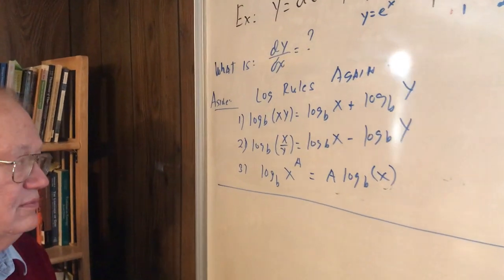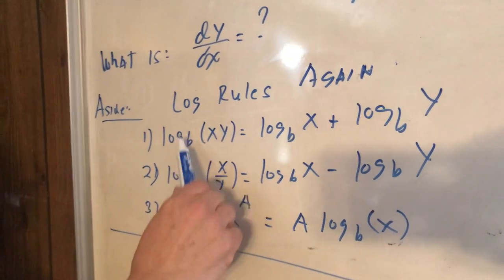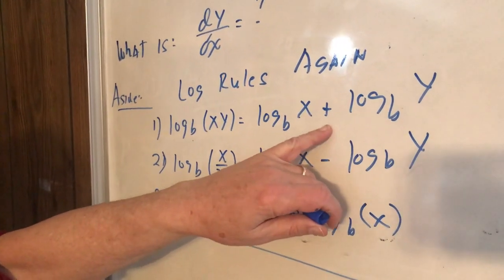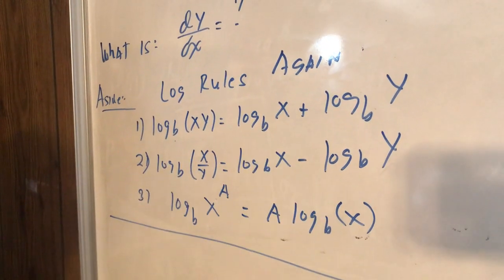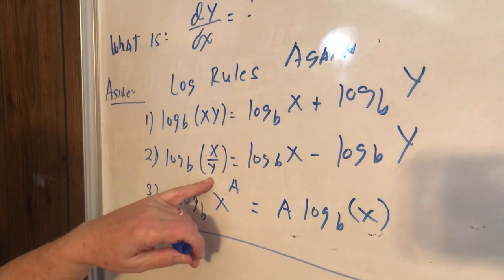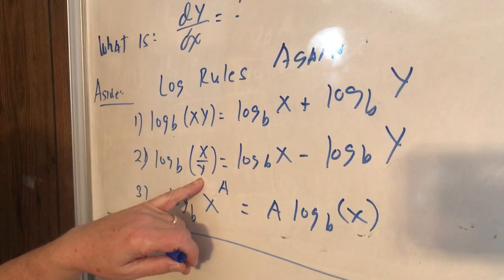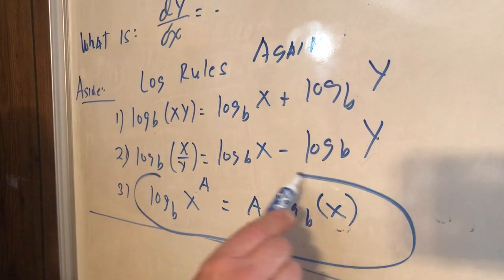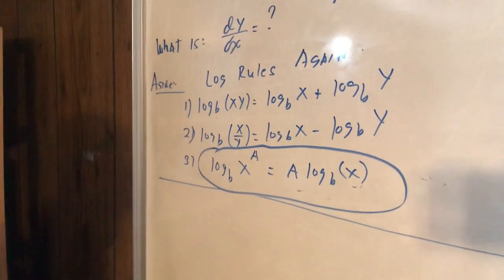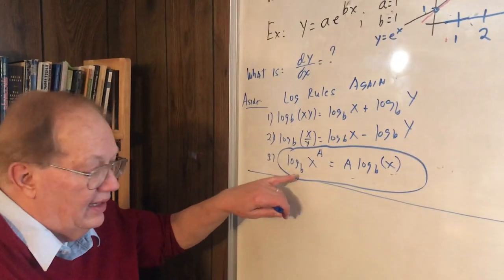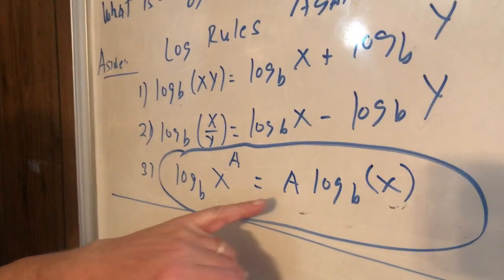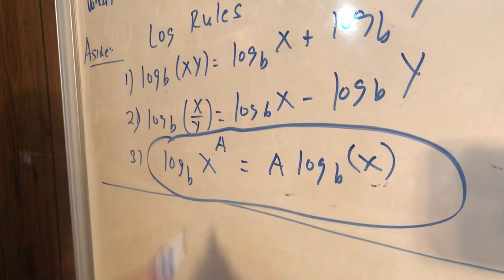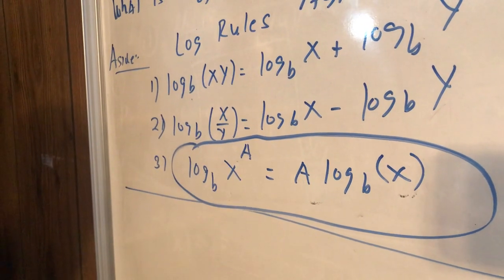Remember log rules again? The log of a product, with the same base, of x times y is the log of x plus the log of y. So product is additive, which we know. The log of a division problem, a quotient, is subtracted. And this is the one we're really interested in right now: the log of something raised to a power. Notice the base is a little b and the power is a big A, because you want the power to be brought down on the same line as the log of x, allowing you to solve for that A. You cannot solve it when it's in the power.